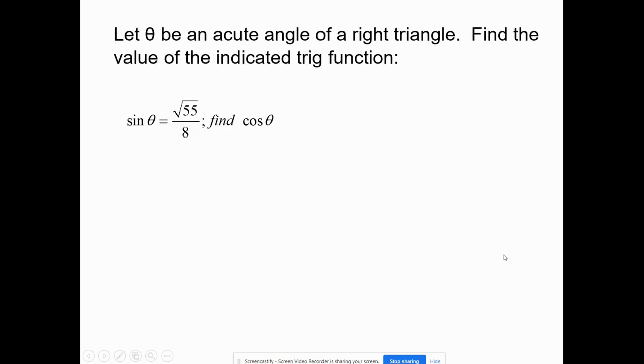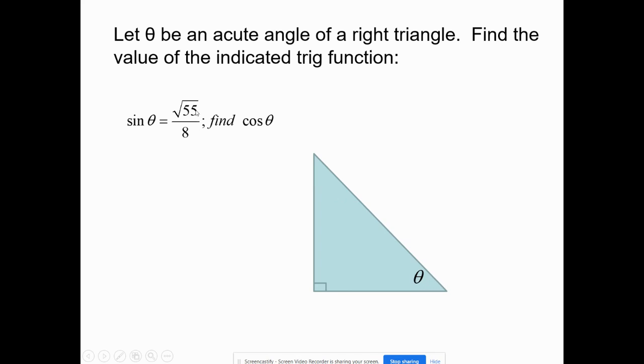Here's another example. I could say let theta be an acute angle of a right triangle. Find the value of the indicated trig function. So you're given that the sine of some angle is the square root of 55 over 8, but they want you to find what the cosine of the angle is. So the best way to attack this problem is to draw it out. So here is a right triangle. Pick some angle as theta. It doesn't matter. You could have picked the top one or this bottom one. It really makes no difference.